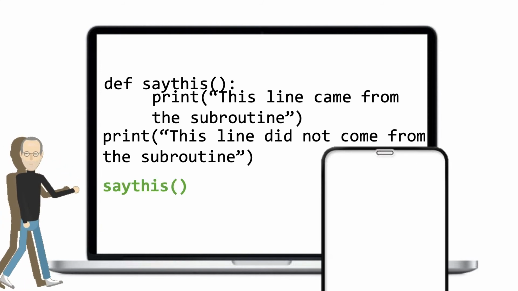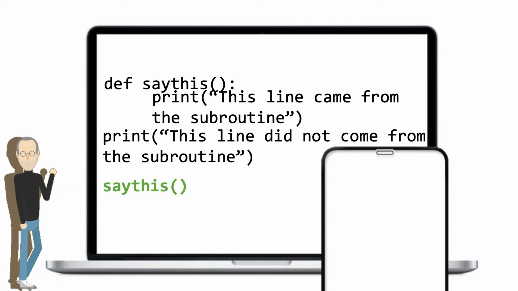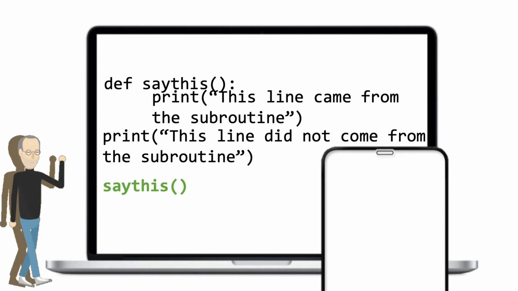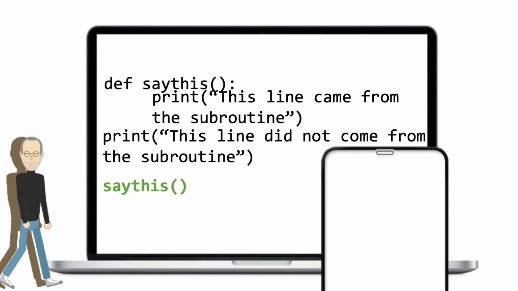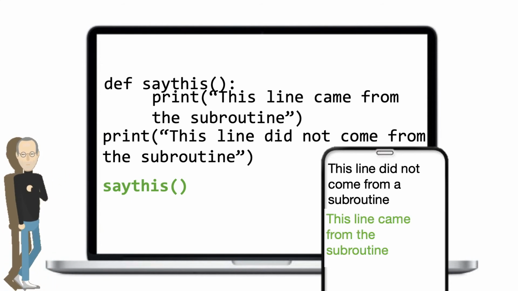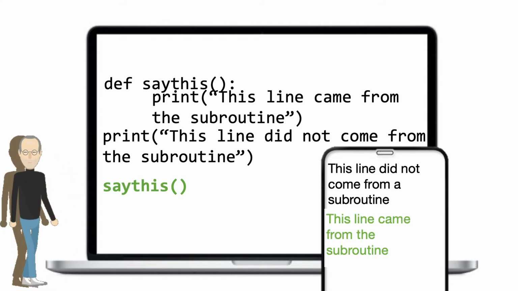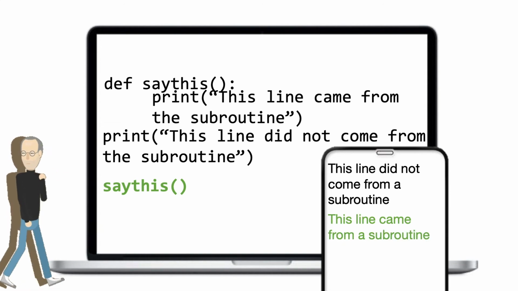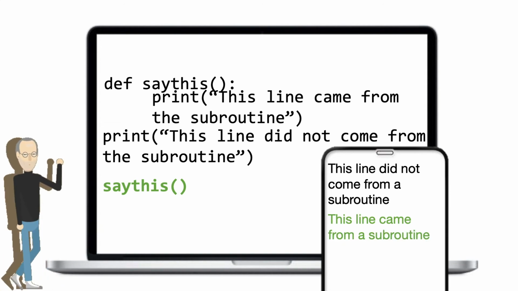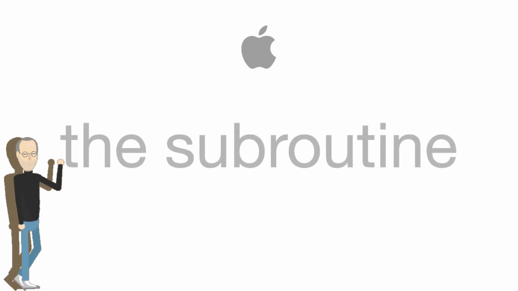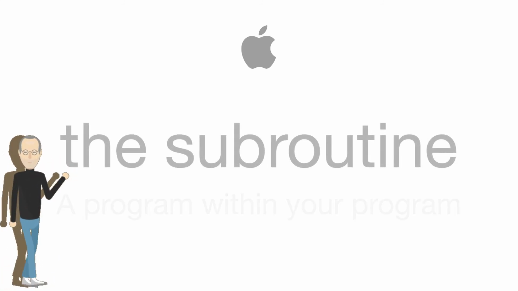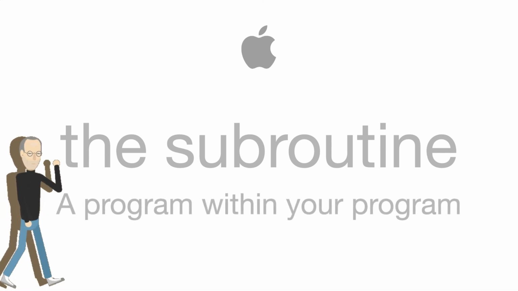So we'll put that in there. Remember, this is how we call a subroutine. Now let's see what happens. And there we have it. It now shows the instructions in the subroutine. So there you have it. The subroutine, a program within your program.